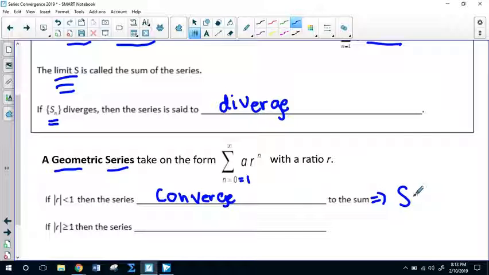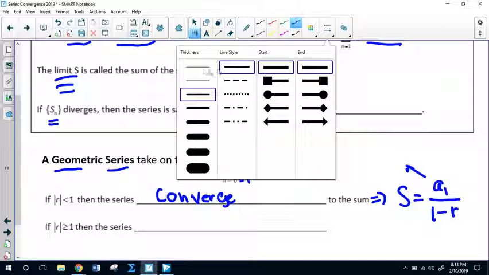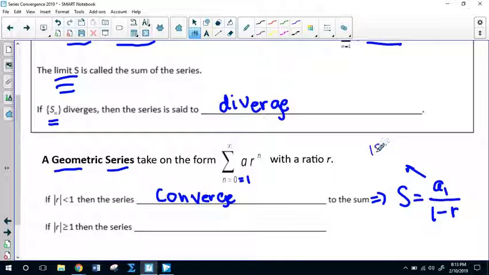So the sum would be written as S equals, then we would say a sub 1, or a probably in this case, the first term over 1 minus the ratio. So this is the first term of the series, and then r, of course, stands for the ratio. If the ratio happens to be greater than or equal to 1, then the series is said to diverge.